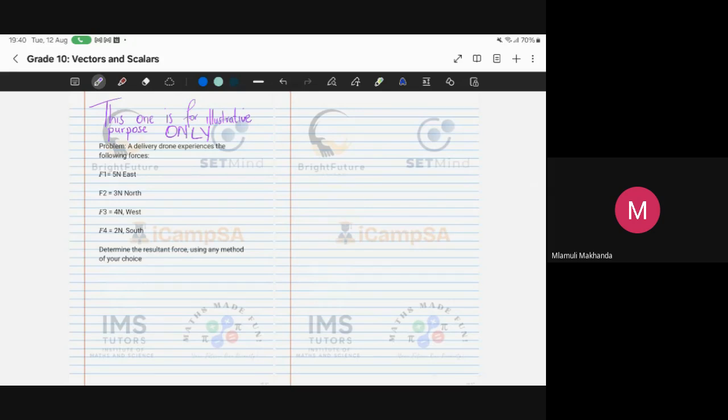Don't worry. So a delivery drone experiences the following forces: 5 newtons east, 3 newtons north, 4 newtons west, and 2 newtons south. Let's draw them. Remember your compass. East is here, west is there. North will always be there and south will always be there. Never mind about true north and whatnot. Let's just use the grade 3 compass type of thing.